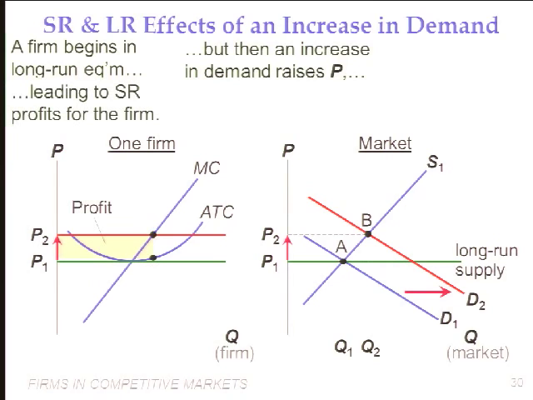Go ahead, speak up. The original one? Right, and the original one being what? Being P1, at the base of the average total cost. Exactly. The key point is this last one that you make. Okay, that the price is equal to the minimum average total cost. Okay, so that's what's going on.